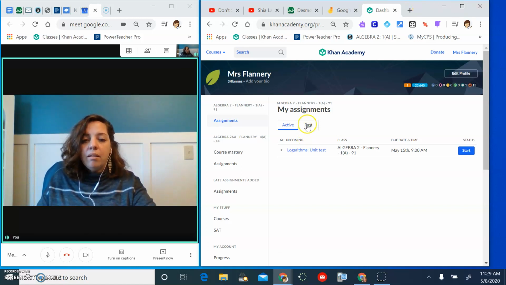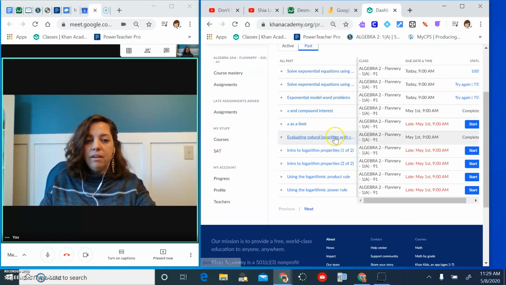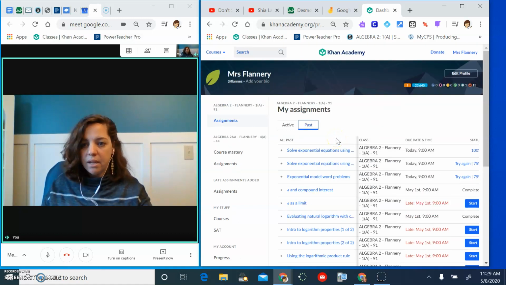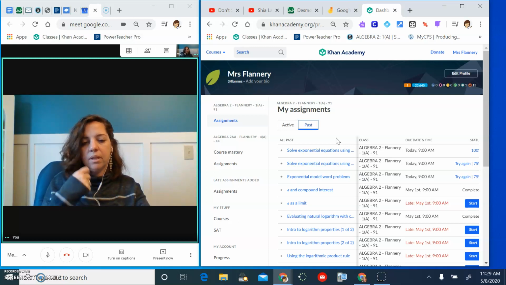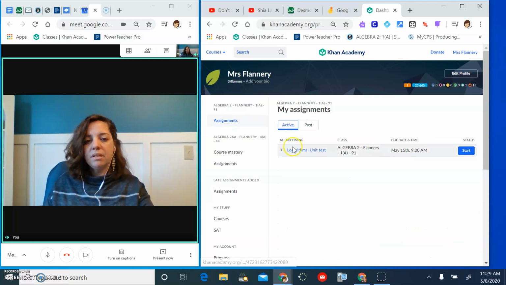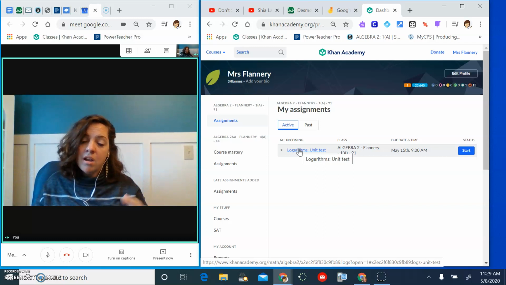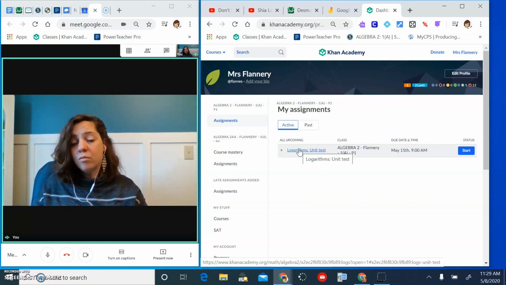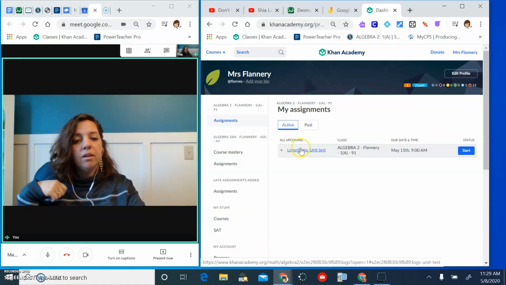So the past assignments are all under past. If I have to update the dates because somebody else joins in, then they'll get moved to the active page. But under assignments, the only one that's left on there is the last thing for this quarter, which equals this semester, which equals passing and getting credit for Algebra 2 second semester. So if you can get in here and do this, it'd be awesome.